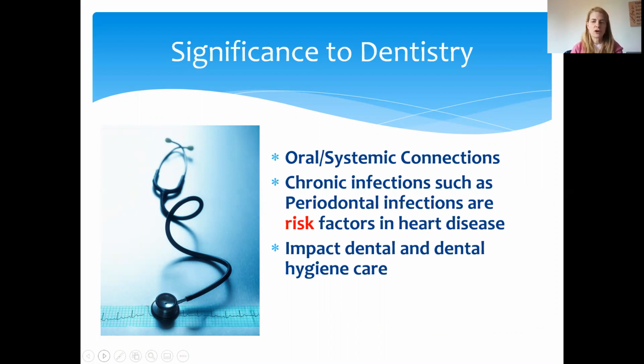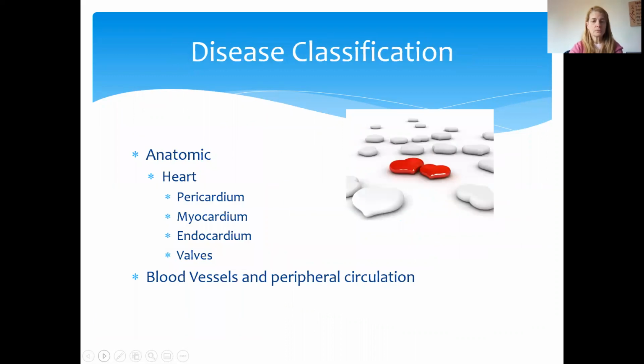The bacteria that are found in the oral cavity in bacterial plaque have been identified in arteriomatous plaques in the arteries in the heart. There's a clear link between periodontal inflammation and cardiovascular disease. Dental hygienists are in a great position to inform patients of the link and the risk factors and educate them to help them improve their oral hygiene care at home and make more frequent appointments to lower those risk factors.